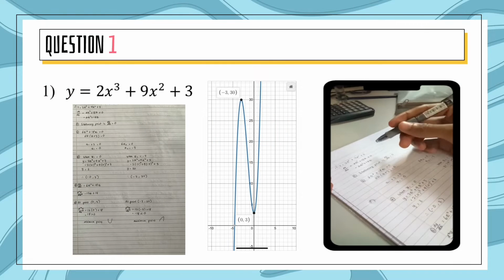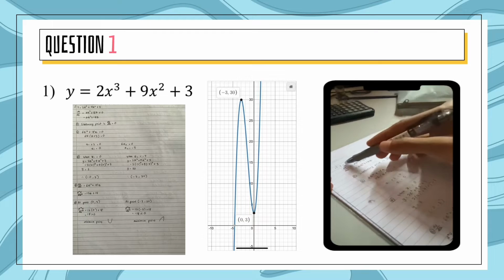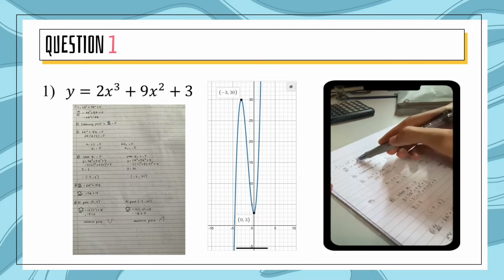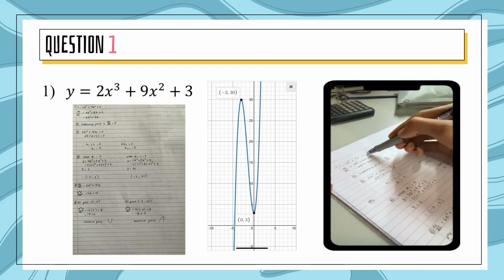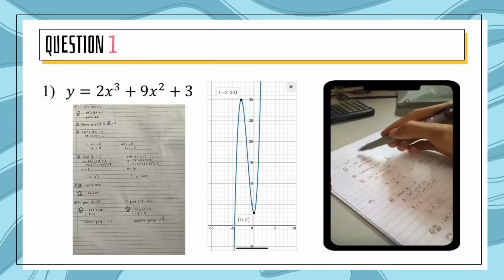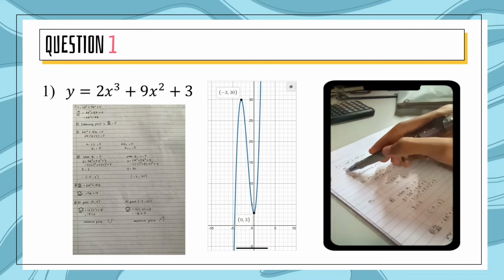Okay, the first question that we got is y equals 2x power of 3 plus 9x power of 2 plus 3. For the first step, we need to differentiate the question we got, like dy over dx equals.